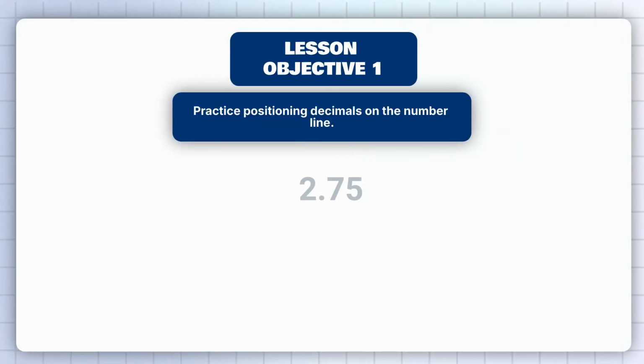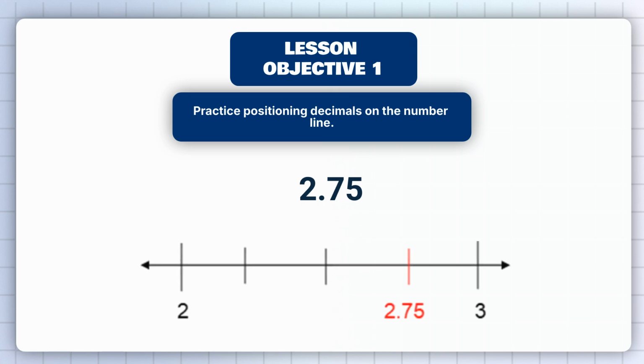Now let's place 2.75. This number is between 2 and 3. Since 0.75 is 3/4, we divide the segment between 2 and 3 into 4 equal parts. 2.75 is positioned at the third quarter.